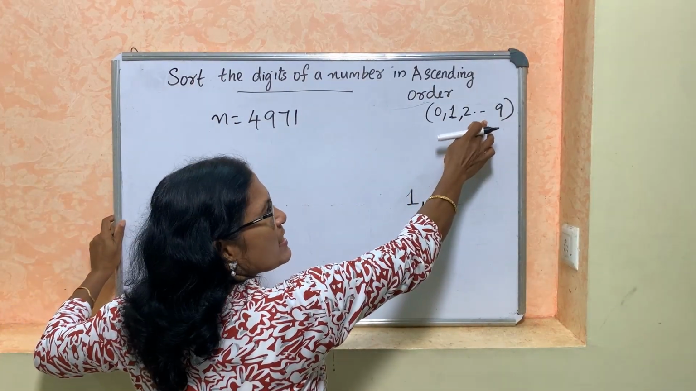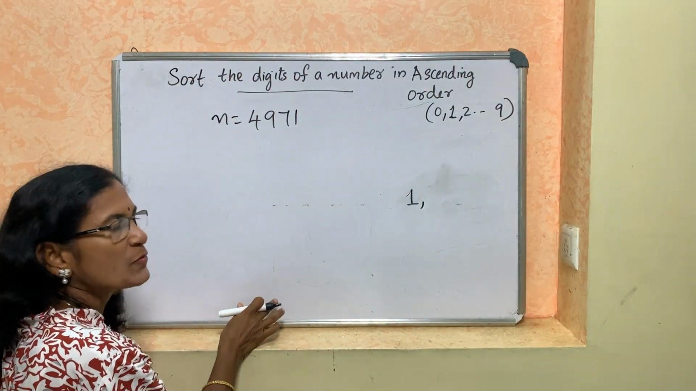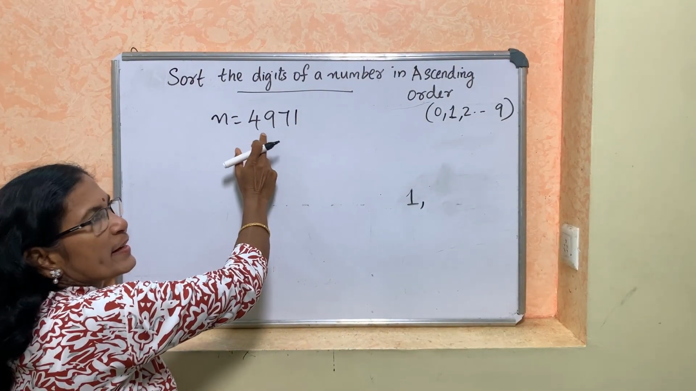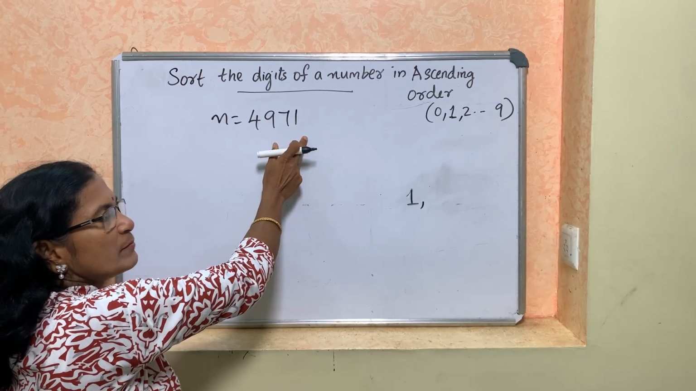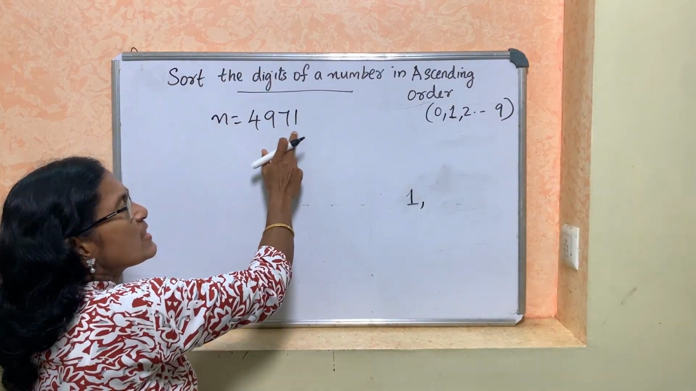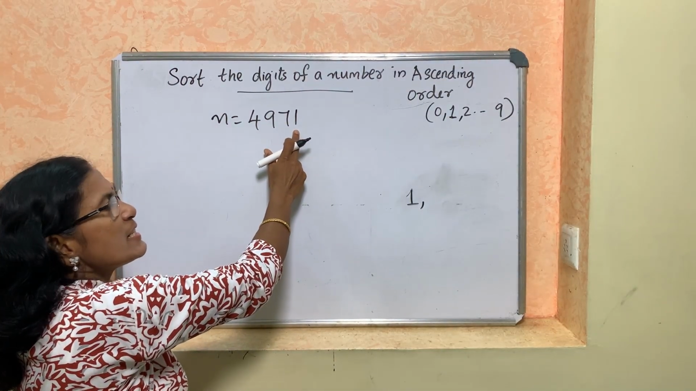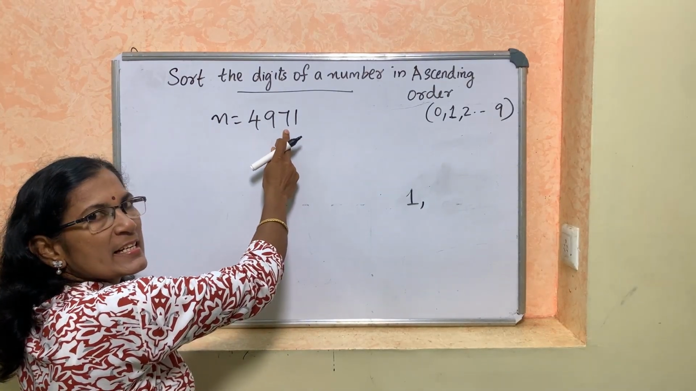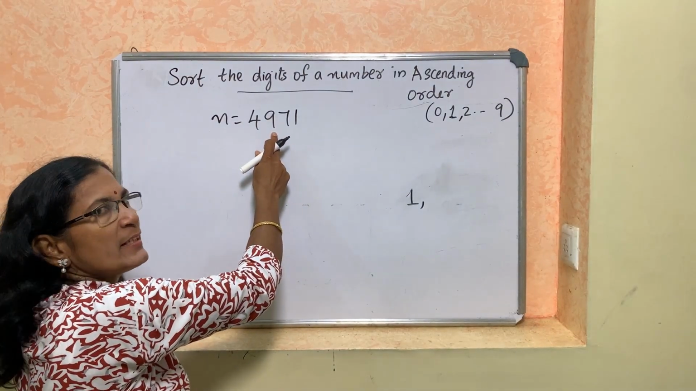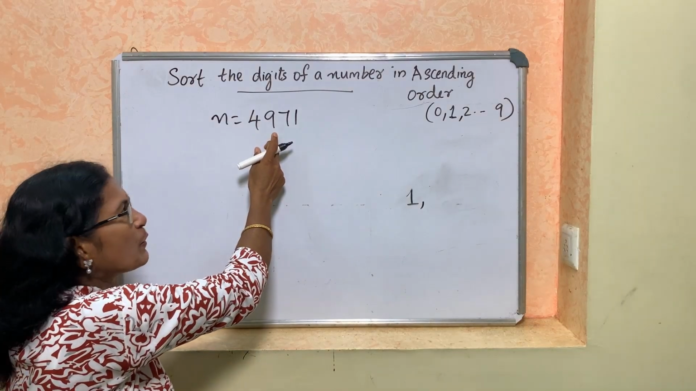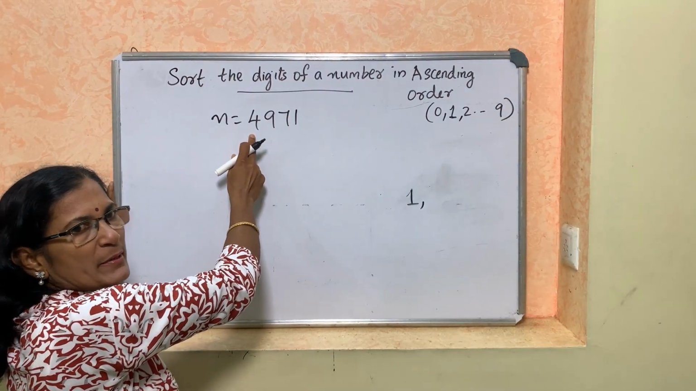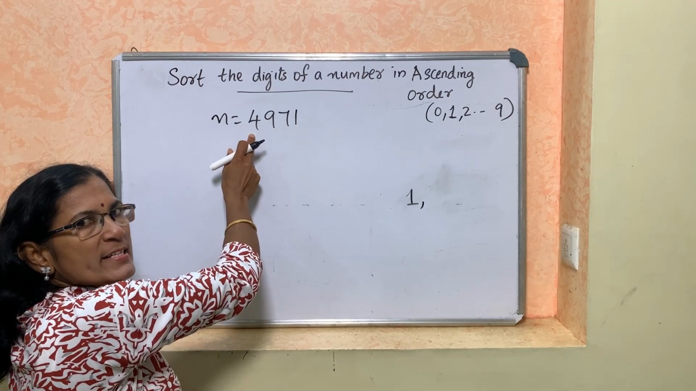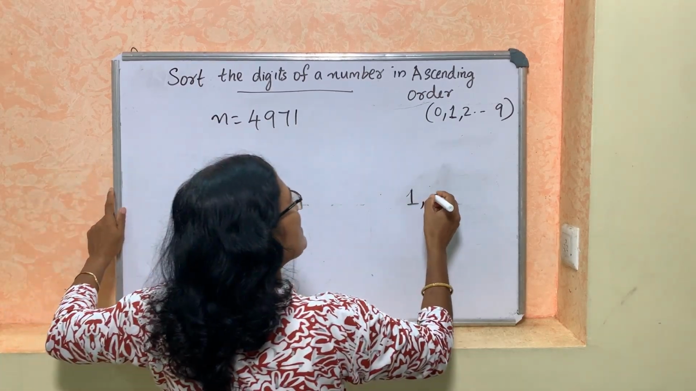4, the next higher digit of the decimal number system, is 4. Let's check whether 4 is occurring in the given number or not. Let's take out each digit of the given number. The last digit of the given number is 1, it's not 4. The second last digit is not 4, and the third digit from the last is also not 4. But the first digit of the number is 4. We found the occurrence of the digit 4 once in the given number. So let's write it.